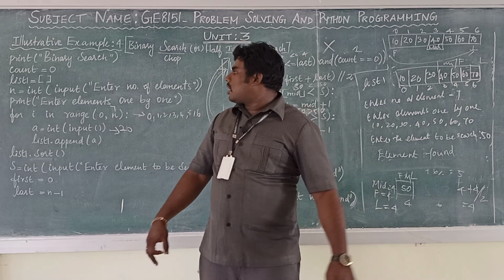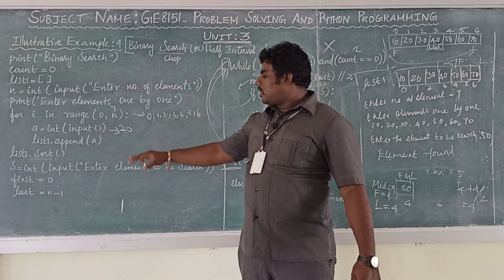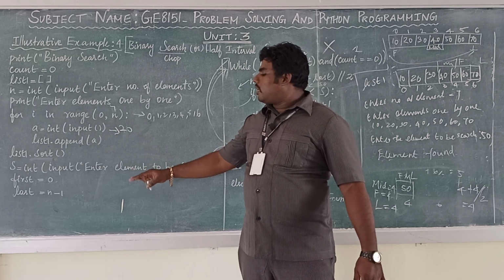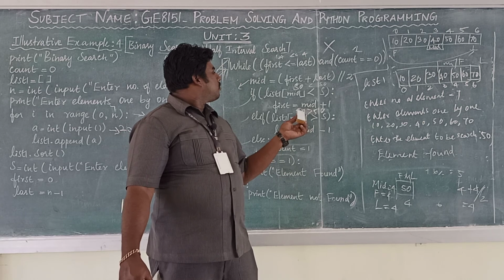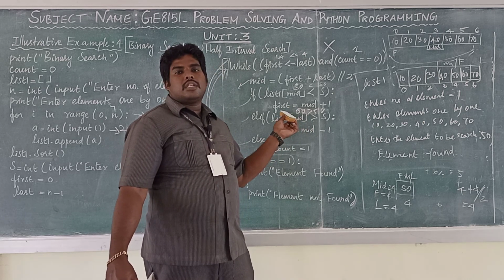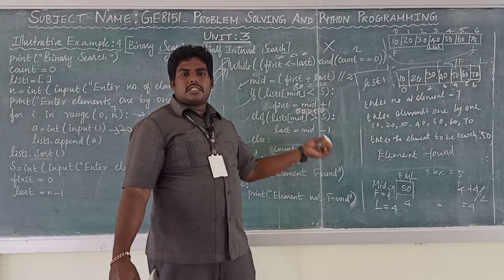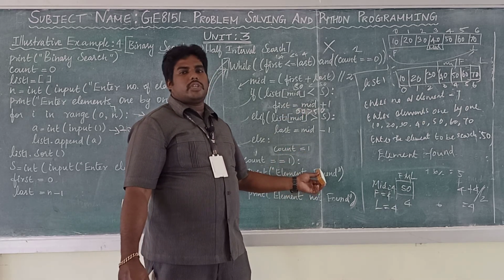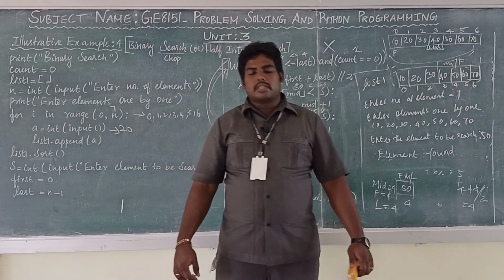Okay, what are the things we discussed? First, get the list in the runtime, then search element, then define the first and the last, find the mid, then 3 conditions. List of mid less than yes, list of mid greater than yes, list of mid equal to yes. Okay. I hope you understand this binary search concept. Thank you, students.